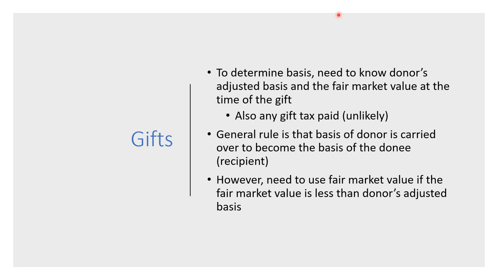On the other hand, if the fair market value of the property is equal to or greater than the donor's adjusted basis, our basis is the donor's adjusted basis at the time we received the gift, increased by all or part of any gift tax paid, depending on the date of the gift.